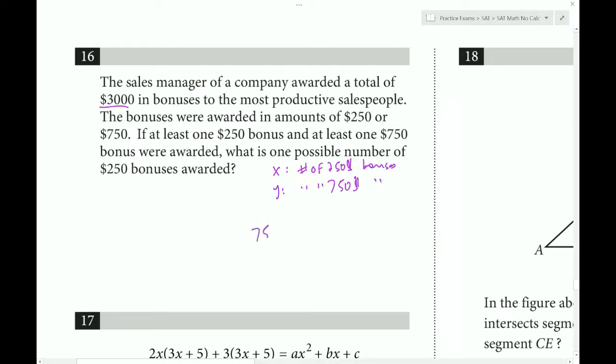So we know that if we take 250 times x plus 750 times y, that is supposed to equal 3,000. Right? So the way I figured this is that 250 is the number of dollars awarded in each bonus, and I'm doing x of those, 750 for the 750 bonuses, and I'm doing y of those. So if I add up that, I should get 3,000, which is the total number of dollars in the bonuses. Okay.